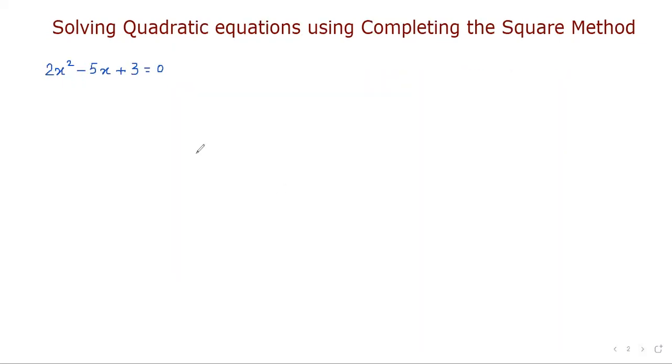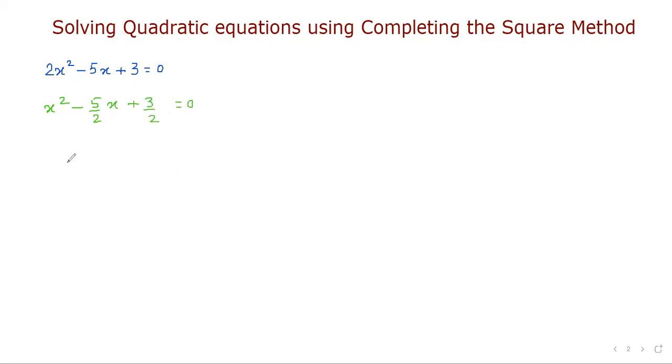Now we have another example, which is a non-monic polynomial: 2x square minus 5x plus 3 is equal to 0. In the completing the square method, whenever we have a non-monic polynomial, we have to make it monic by removing the coefficient of x square. We can do that by dividing this whole equation by the coefficient of x square, that is 2. So it becomes x square minus 5 over 2 x plus 3 by 2 is equal to 0.